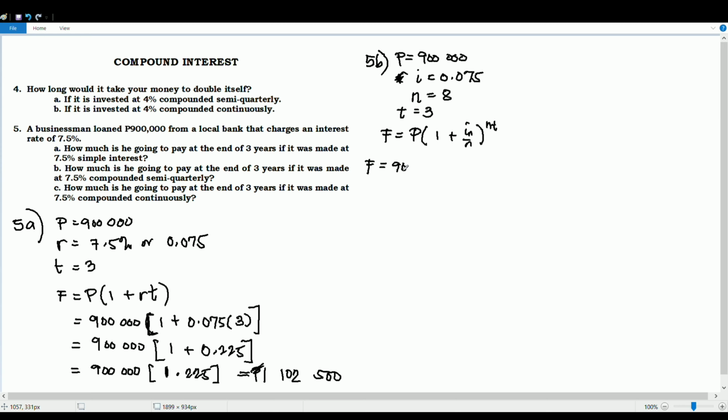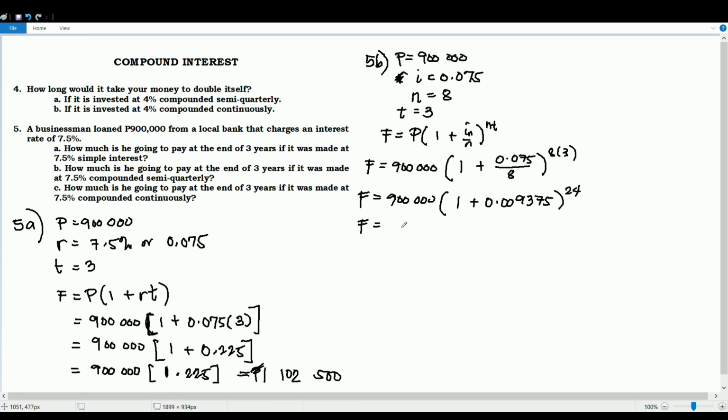So F is equal to 900,000 pesos times 1 plus 0.075 over 8 raised to 8 times 3. So we have 900,000 times 1 plus, that's 0.075 divided by 8 is the same as 0.009375 raised to 24. That's 8 times 3. Now to continue this solution, we have 900,000 pesos, and then we are going to add the numbers inside the quantity, that is 1.009375 raised to 24.